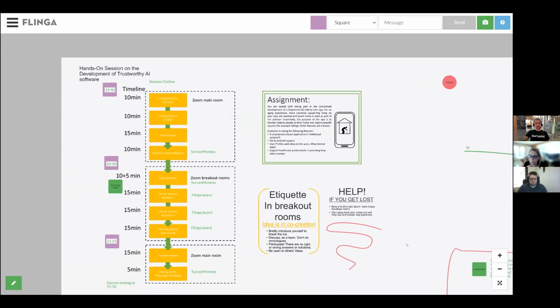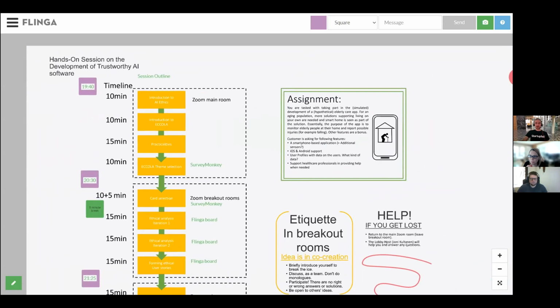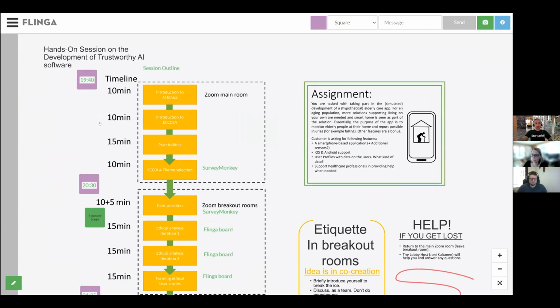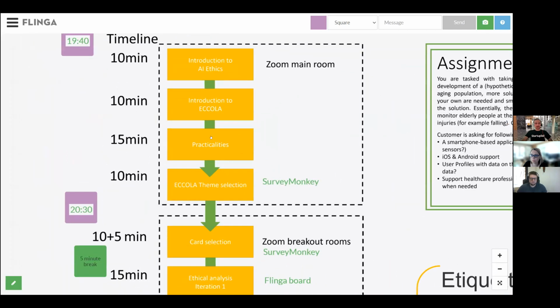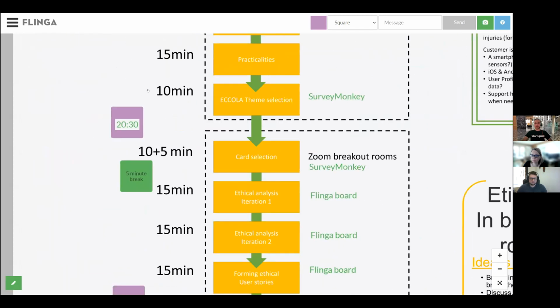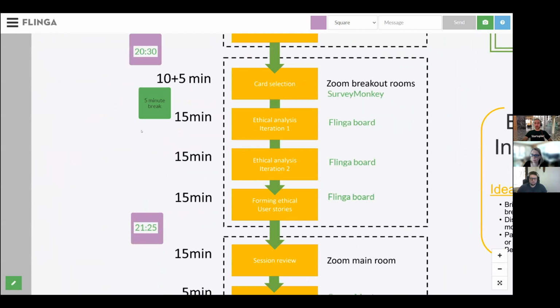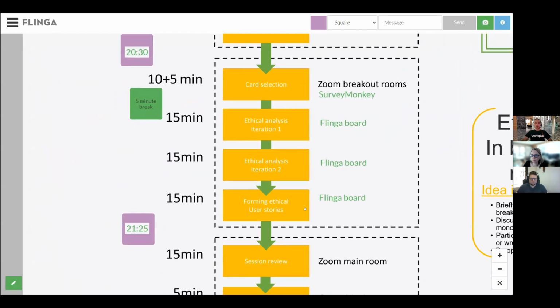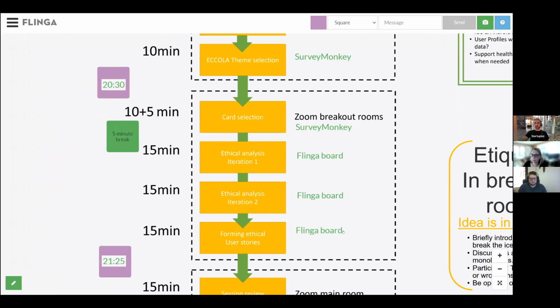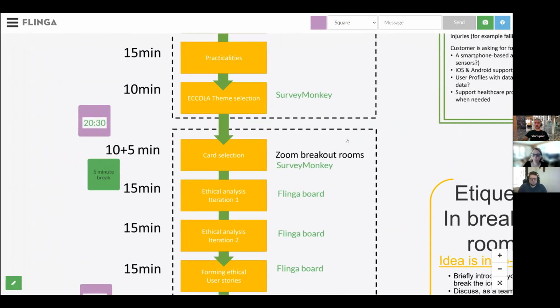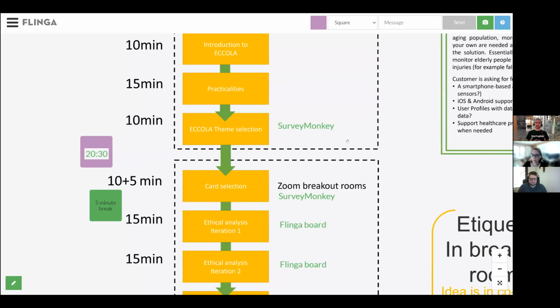From the participants, Joni will be taking care of the timekeeping and also will be the lobby master. So if you ever get lost, Joni will be helping you. Overall in the timeline, we are now at the practicalities session, and after that we will start with the card selection. We have also prepared one break here that Joni will be announcing. During this workshop, we will be using this Flinga platform that I'm already showing here, but also SurveyMonkey to select the cards that we will be working on.